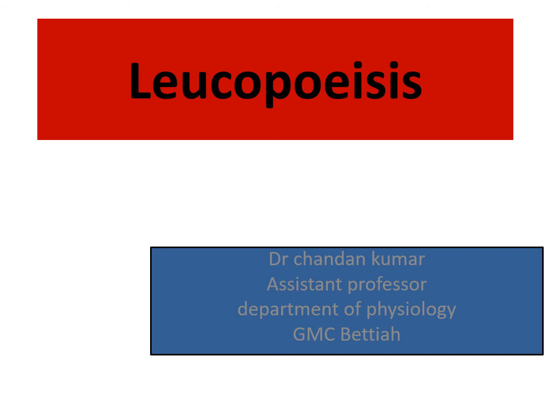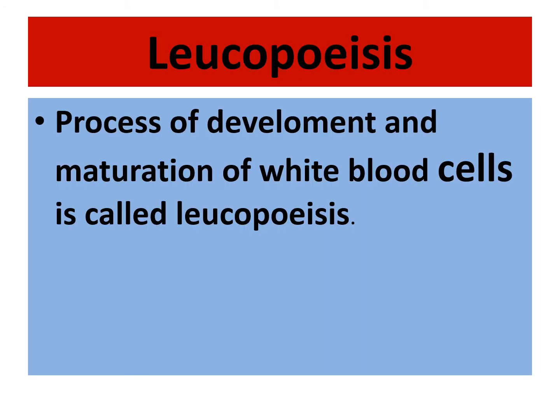Here I am going to discuss one new topic, that is leukopoiesis. In this leukopoiesis, we will discuss the development and maturation of the different stages of different types of WBC. First, what is leukopoiesis? The definition of leukopoiesis is the process of development and maturation of white blood cells.